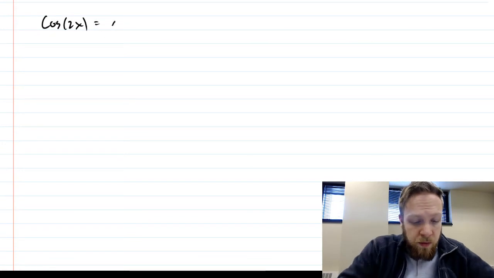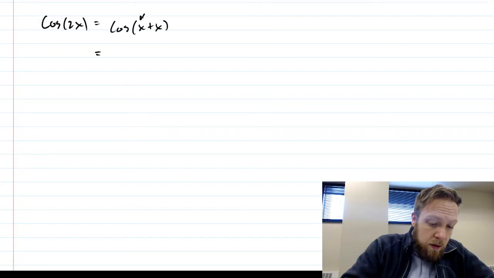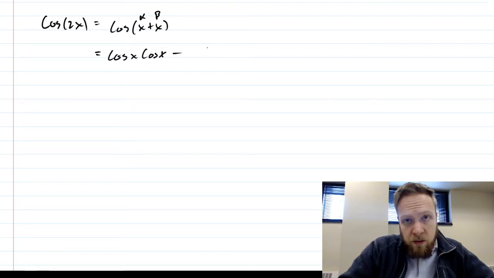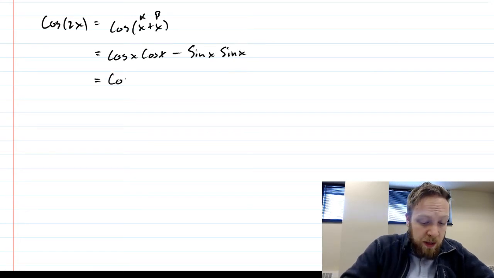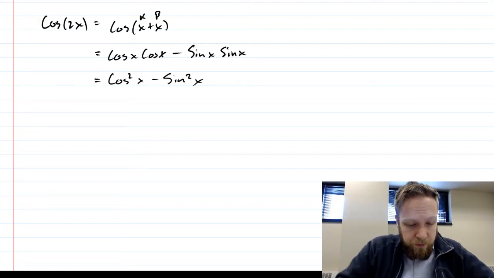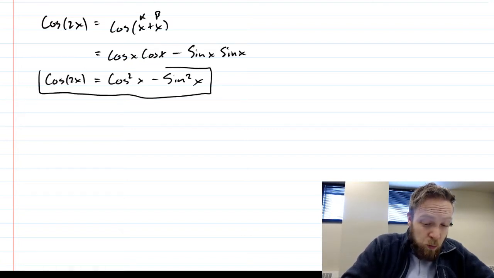First, we're going to think of it again as cosine of x plus x, and then we're going to do the angle addition formula. So that one is cosine, cosine, sine, sine. If this is alpha and beta, this would be cosine of x cosine of x minus the sine of x, sine of x. Okay, and simplifying this, we get cosine squared x minus sine squared x. All right. So that is one of the identities.